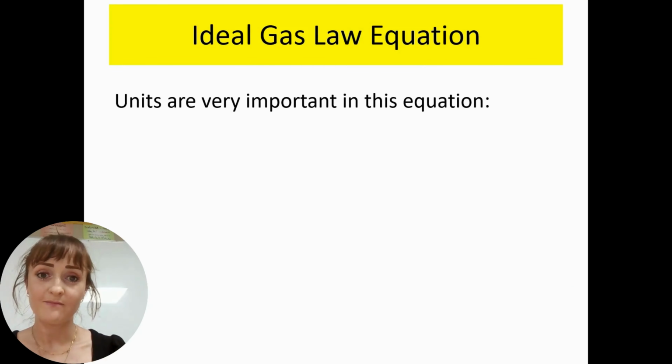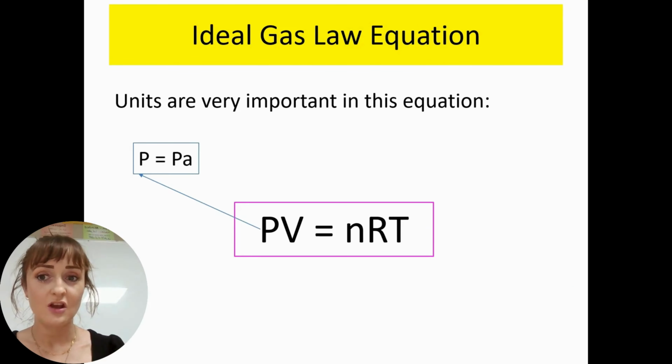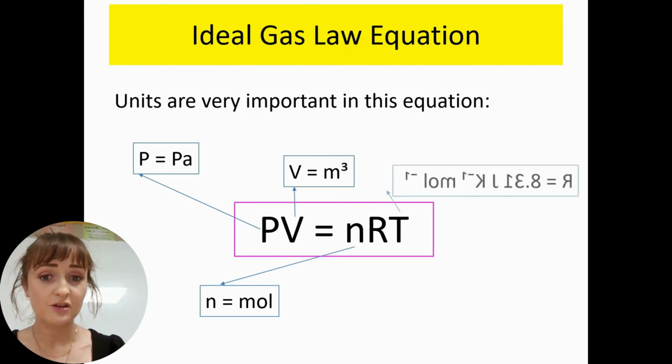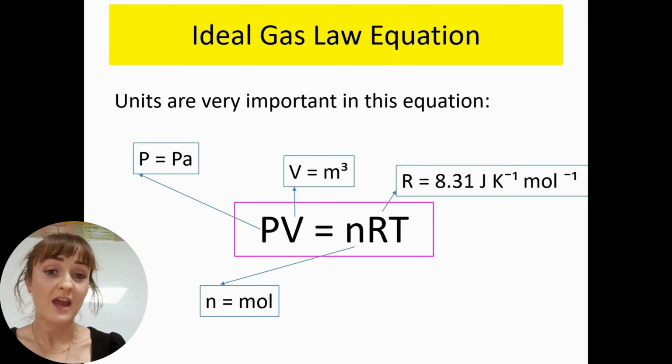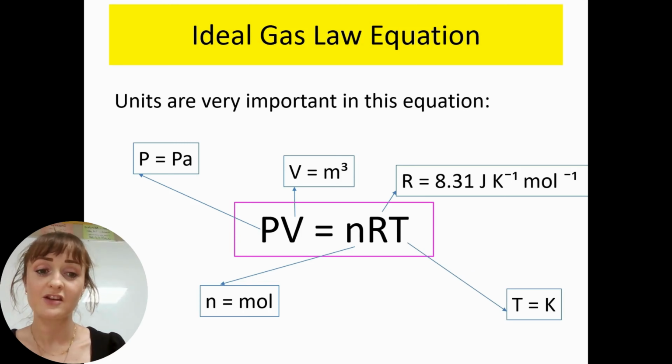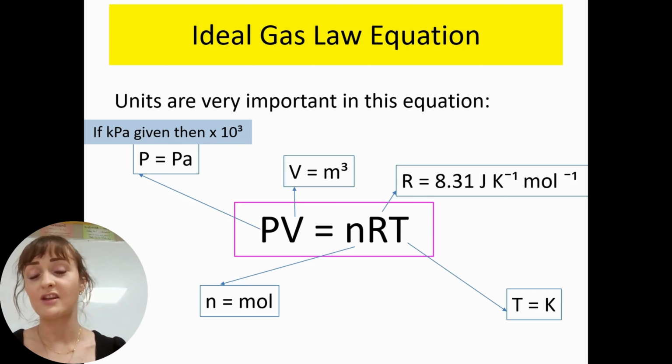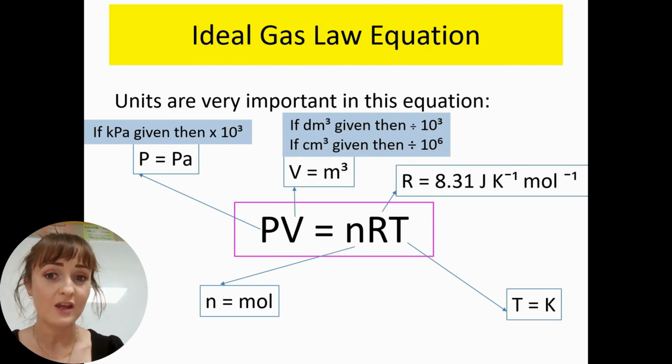For the ideal gas equation, units are particularly important. So your units for pressure should be in pascals. For volume, it should be meters cubed. Your units for moles will always be mol. The value for R, the universal gas constant, is quoted for you in the data booklet, and your temperature must be in Kelvin. So if you're given kilopascals, then it's important that you multiply the value you're given by 10 to the power of 3. You may be given decimeters cubed or centimeters cubed for your volume, and you just must divide them accordingly.